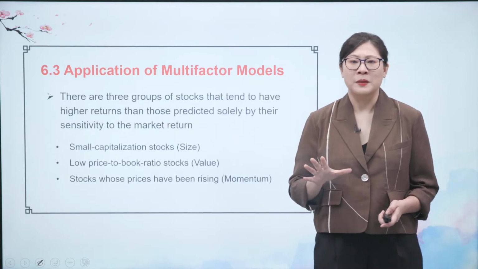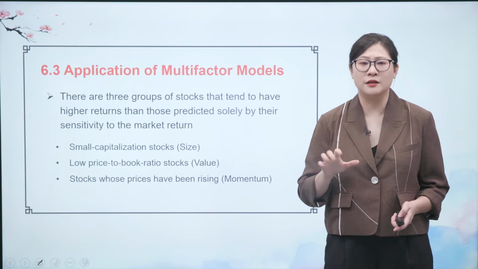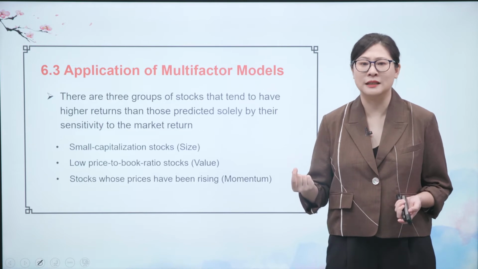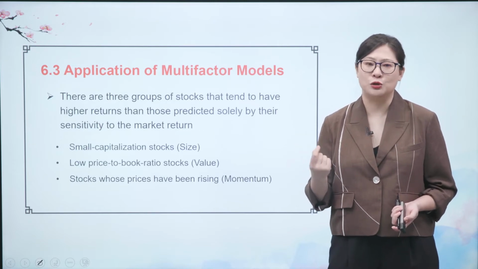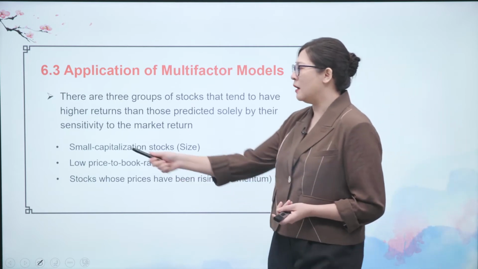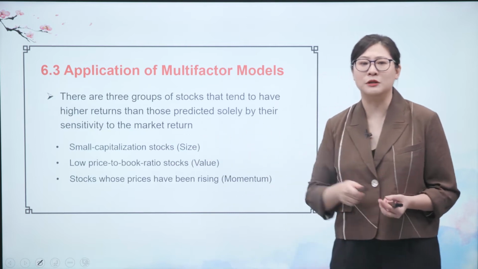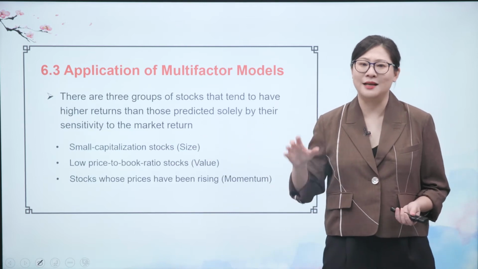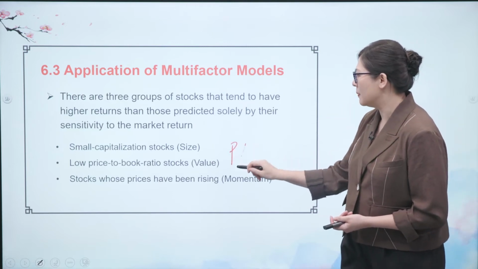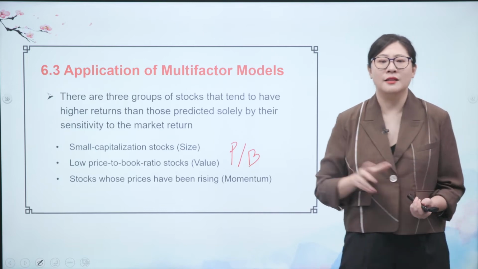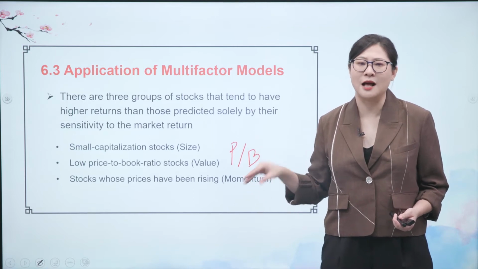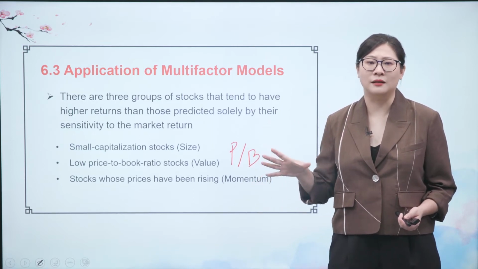Now let's have a look. I summarized three different groups of stocks that tend to have higher returns than those predicted solely by their sensitivity to the market return. What's the conclusion? We find from the empirical study that small capitalization stocks got a higher return, stocks with a low price-to-book ratio have a higher return, and the last one is stocks whose prices have been rising have higher return.